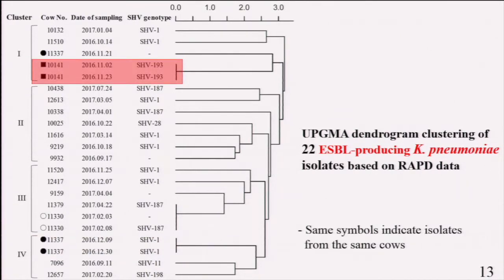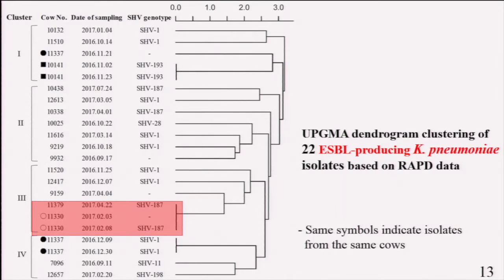And next is the same RAPD pattern from the isolates from the cow number 10141. And the most interesting is when we see the identical pattern from the cow number 11330 and the cow number 11379. This shows quite a long period of infection of the Klebsiella pneumoniae that we found in this study. So these results show that the Klebsiella pneumoniae can infect for more than 3 weeks.